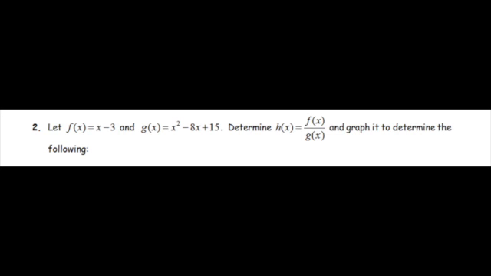Let f of x equal x minus 3 and g of x equal x squared minus 8x plus 15. Determine h of x, which is f of x divided by g of x, and graph it to determine the following.